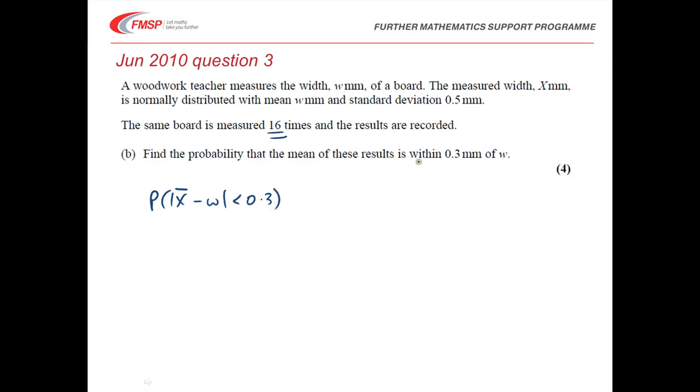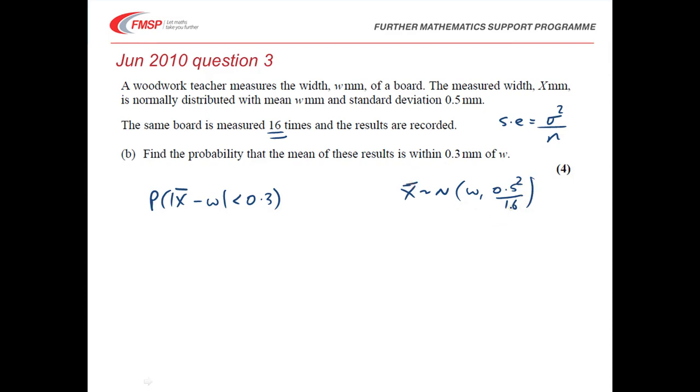So again, we need to understand the distribution of x bar. So x bar is going to be a normally distributed thing. Now the mean is going to be the same, it's going to be W, but actually the standard deviation of x bar, we're going to need to use the standard error. And the standard error is equal to sigma squared over n. So in this particular case, we're going to have 0.5 squared over 16. So that is the distribution of the sample means.